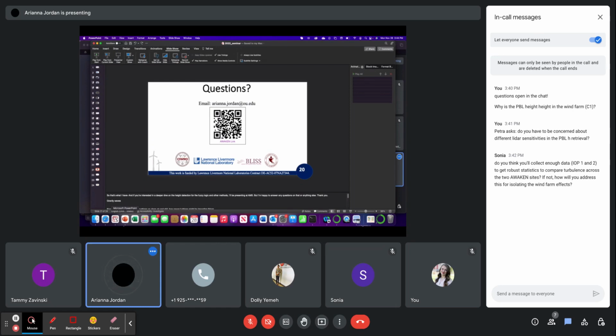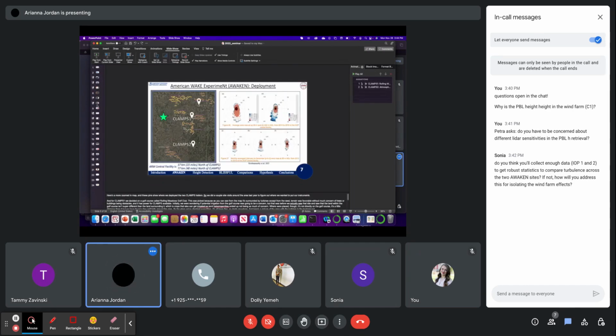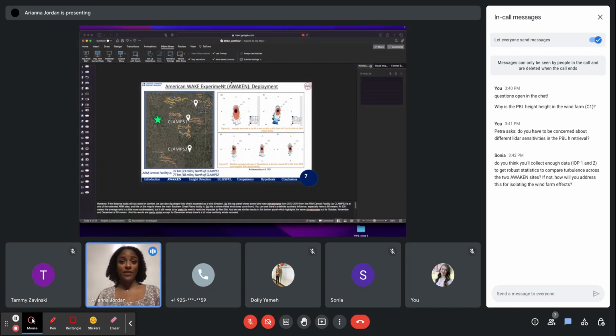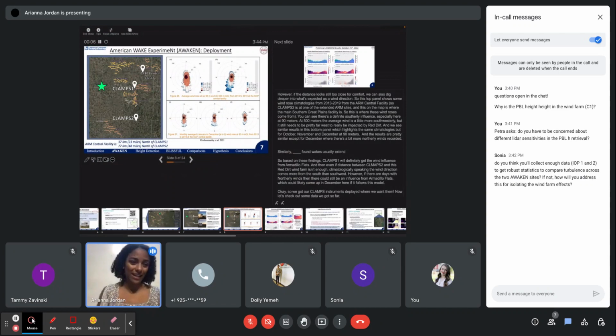About the extended facility sites available from the ARM facility, you could use those sites as well. Yeah, absolutely. If you go back to where the ARM central facility is located, it's really close to where CLAMPS 1 and CLAMPS 2 were. So yes, that also provides plenty of measurements.